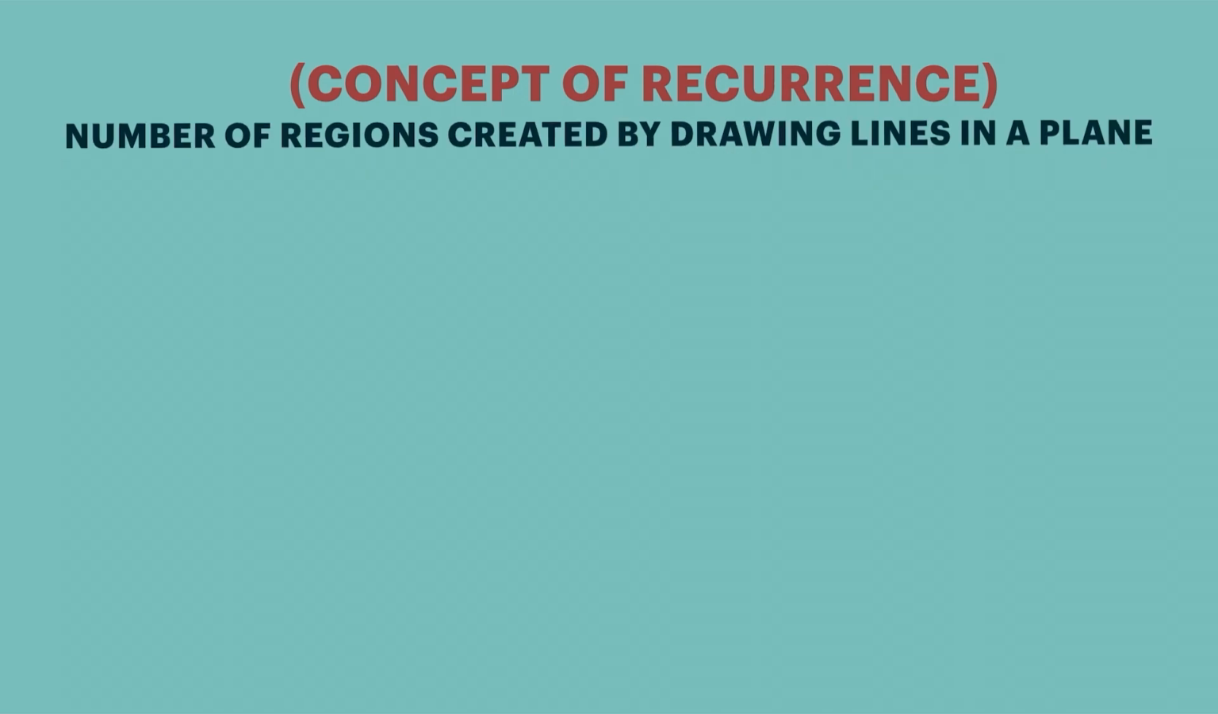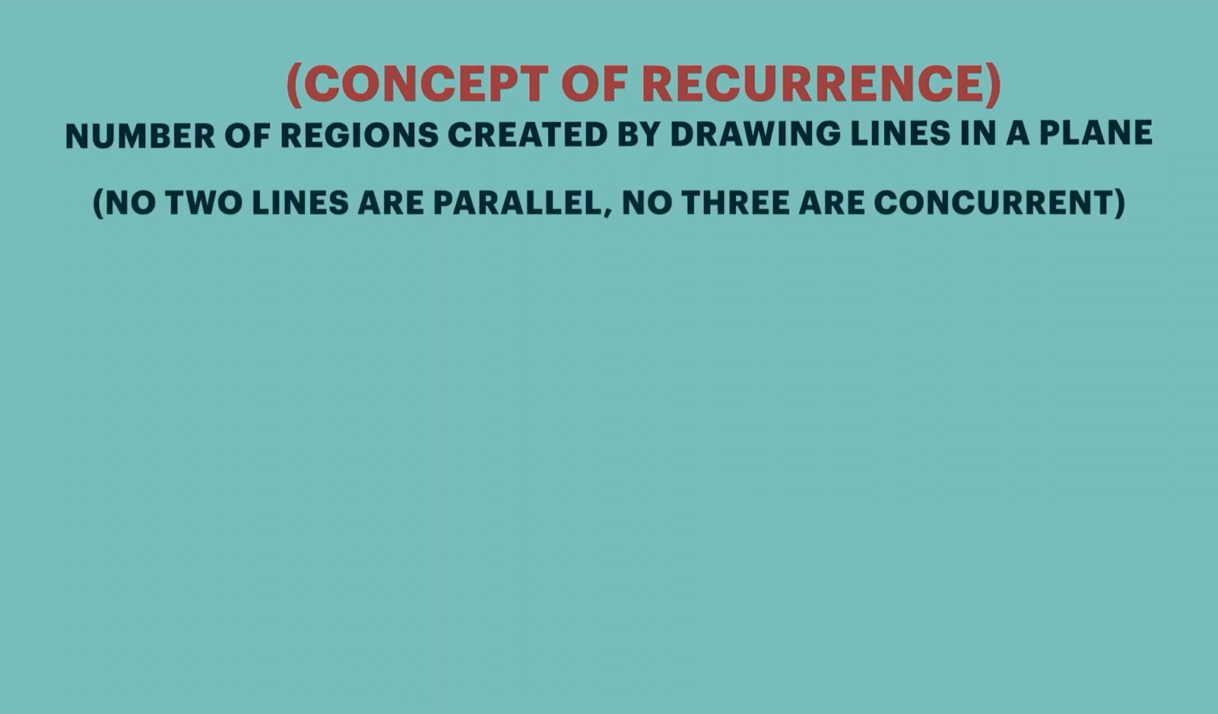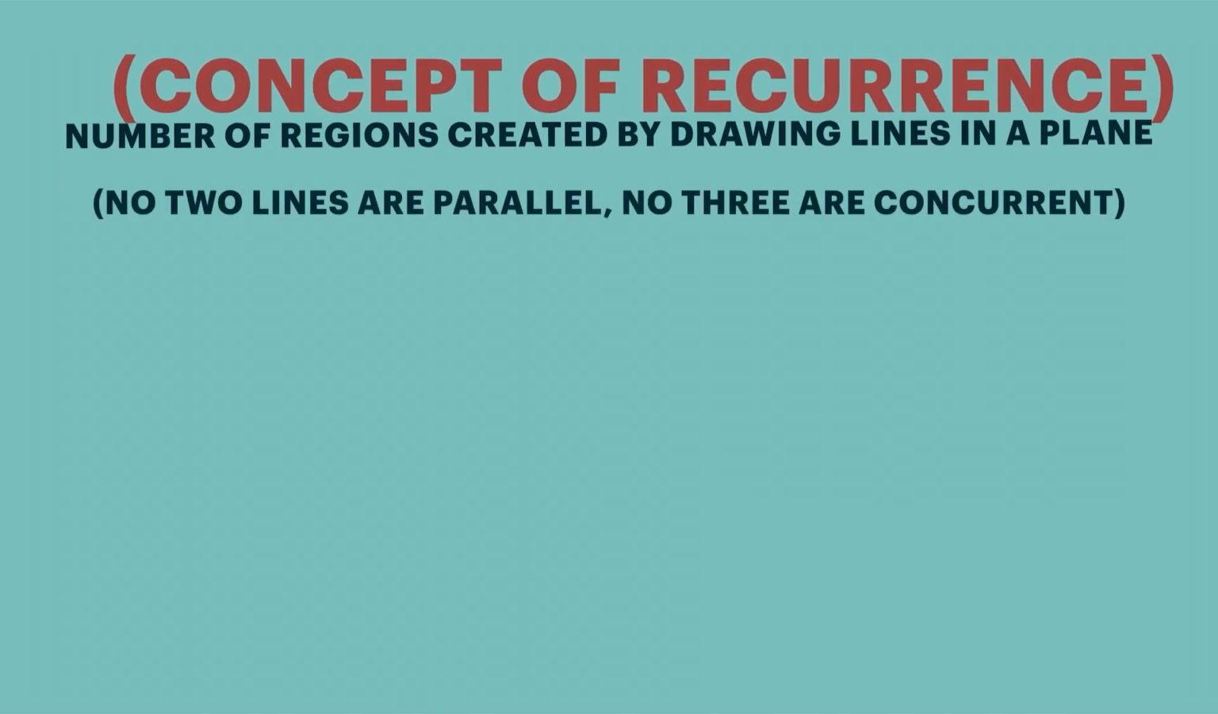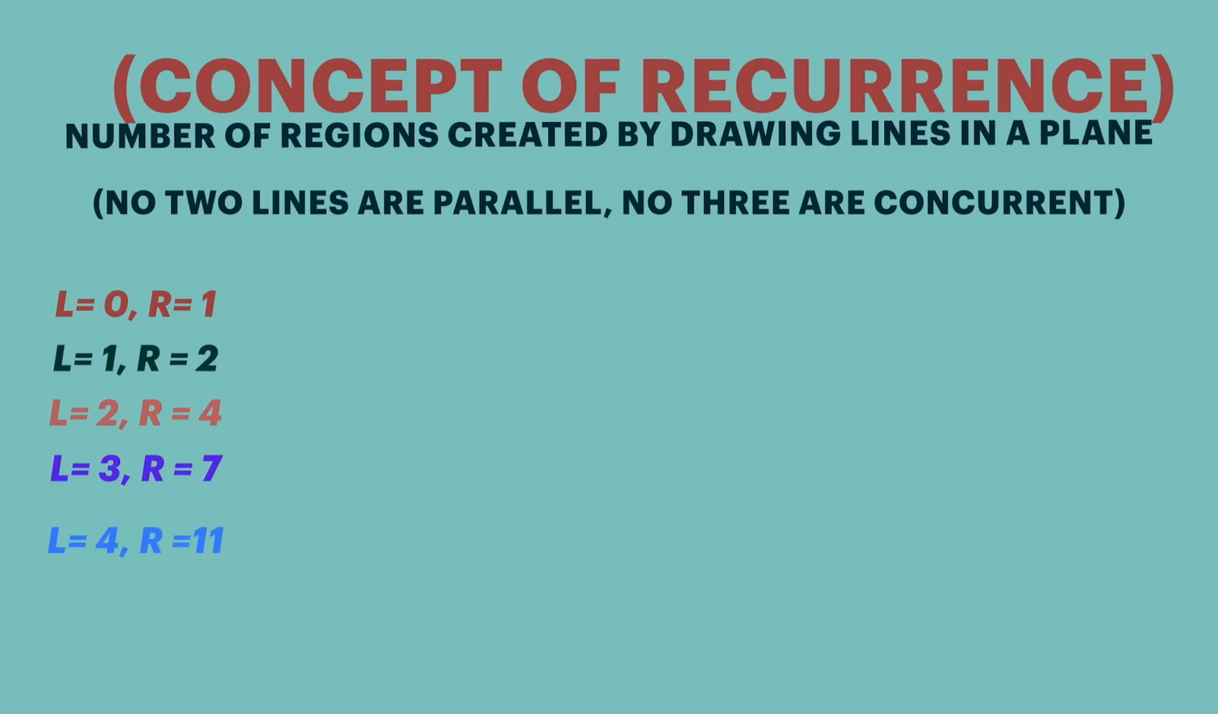Now the question is the number of regions created by drawing lines in a plane. Suppose there is no line, then the region is 1, that is L equal to 0, R equal to 1, and L equal to 1, R equal to 2, L equal to 2, R equal to 4, L equal to 3, R equal to 7, L equal to 4, R equal to 11.